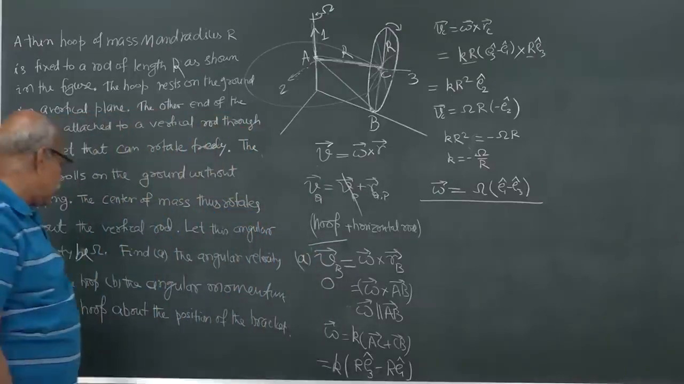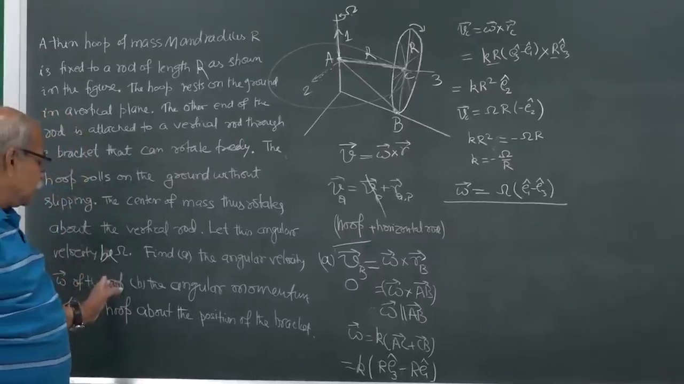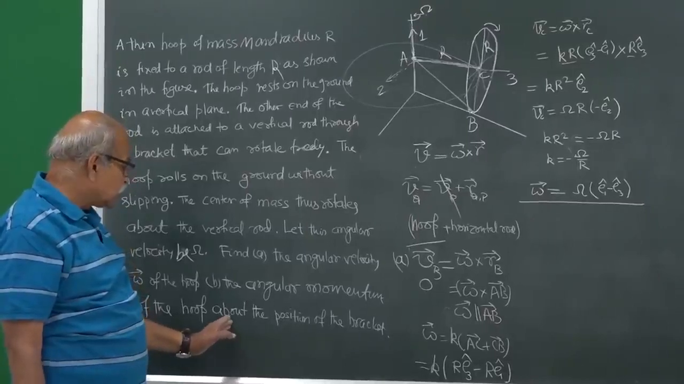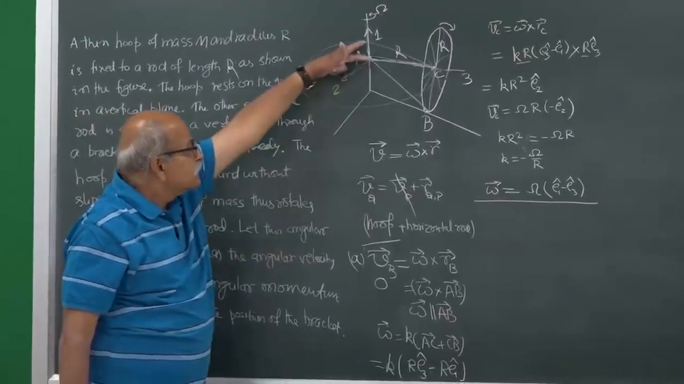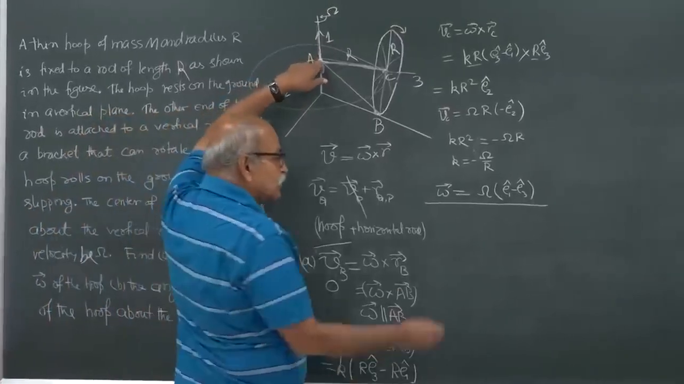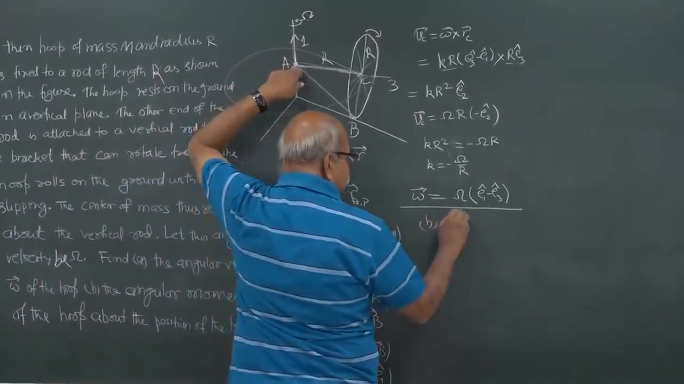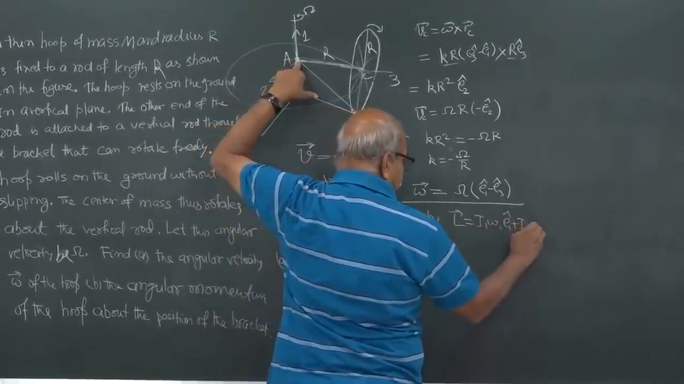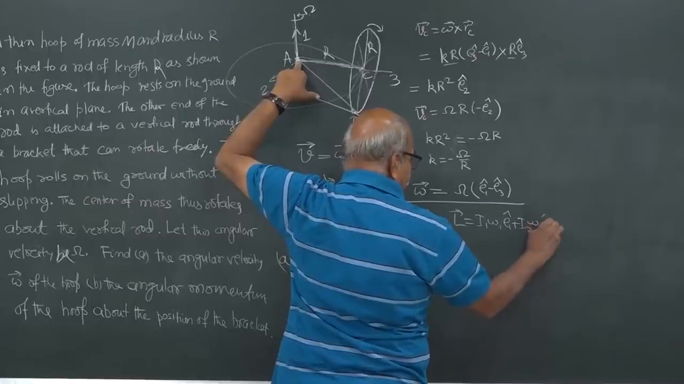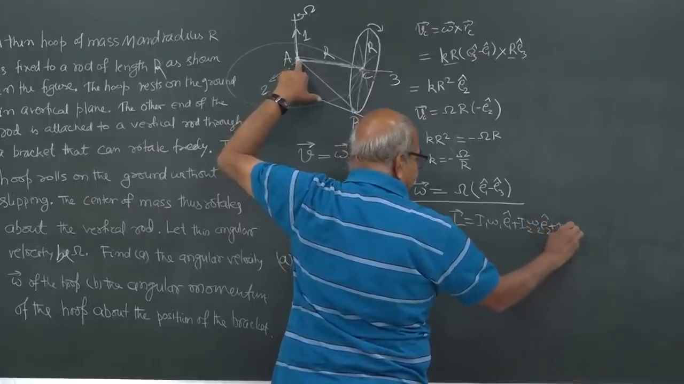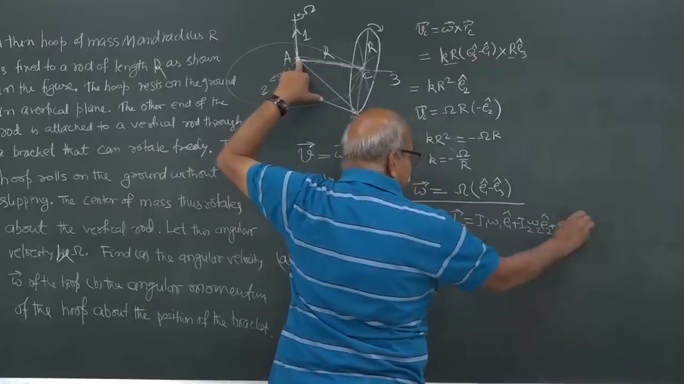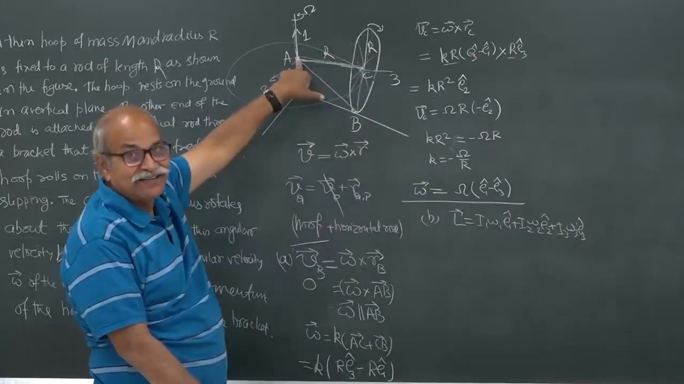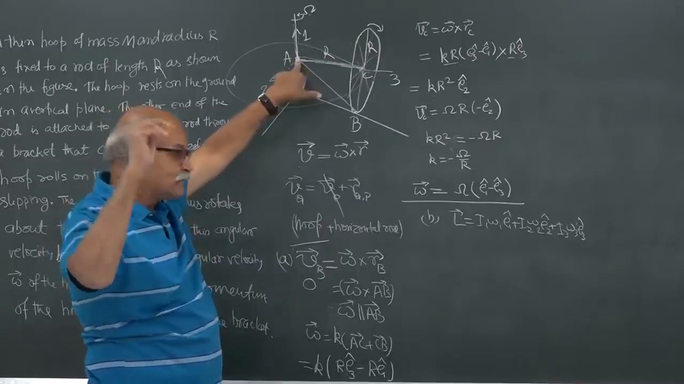Find the angular velocity of the hoop. So, that is the angular velocity of the hoop. Next, the angular momentum of the hoop about the position of the bracket. So, I need angular momentum here. So, you know what it is? Angular momentum is I1 omega 1 E1 cap plus I2 omega 2 E2 cap plus I3 omega 3 E3 cap. You have to make sure that your axes are a principal axis system, then only you can write this, otherwise that 9 components matrix will come.